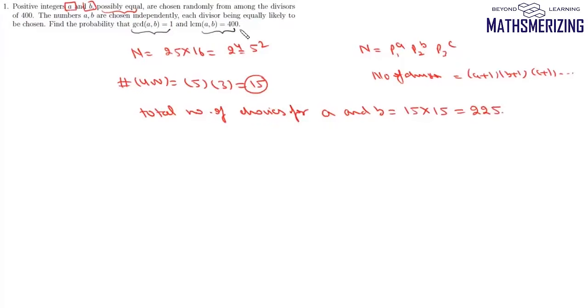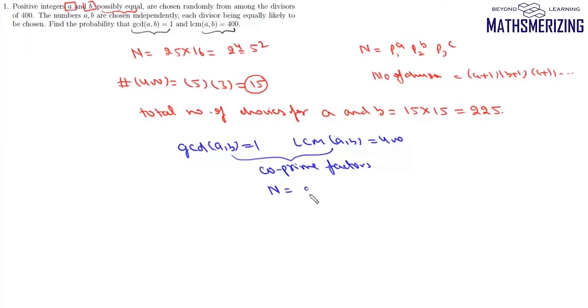Now we need to find the probability that these numbers are chosen such that their GCD is 1, that means there is nothing common between A and B, and LCM of A and B is 400. This simply means that A and B are co-prime factors of this number n. So we are looking for co-prime factors. Now how do we split 400, which is 2 to the power 4 into 5 square, into two co-prime factors? For co-prime factors, we know that each of these terms, 2 to the power 4 and 5 square, must go to either A or B.